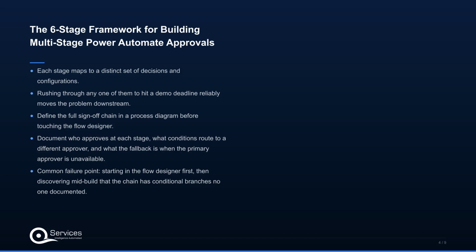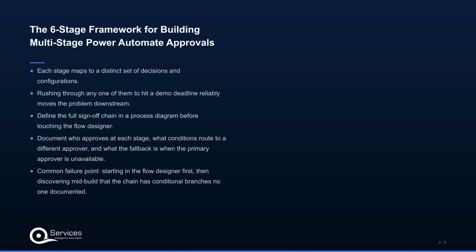Now, the 6-stage framework for building multi-stage Power Automate approvals. Each stage maps to a distinct set of decisions and configurations. Rushing through any one of them to hit a demo deadline reliably moves the problem downstream.